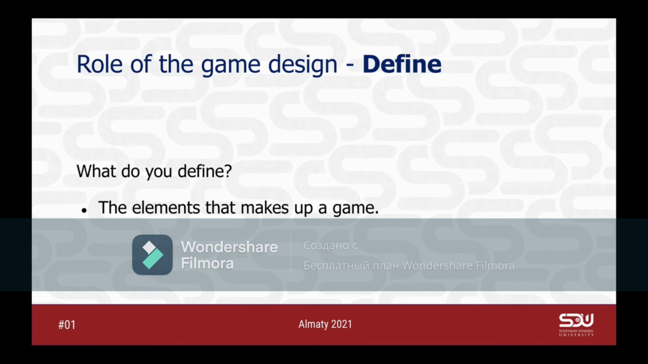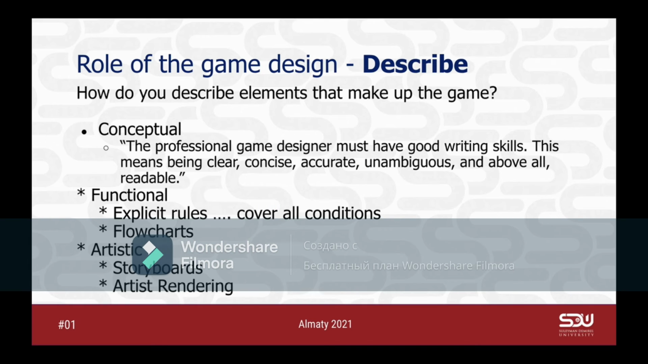Next one is define. We need to think about the elements that make up our game. So, and about describing the game. How do we describe elements that make up our game? So first is conceptual. The professional game designer must have good writing skills. This means being clear, concise, accurate, unambiguous, and above all readable in creating plots. Next one is functional, explaining rules, covering all conditions, and working with flowcharts. And the last one is artistic, like storyboards and artist rendering.